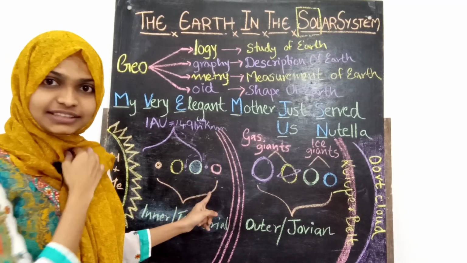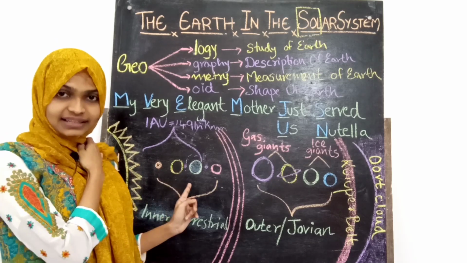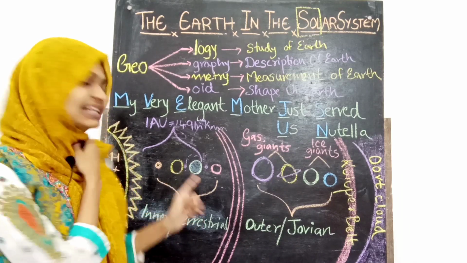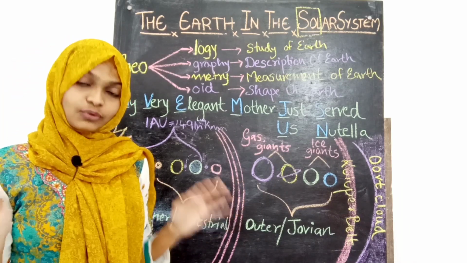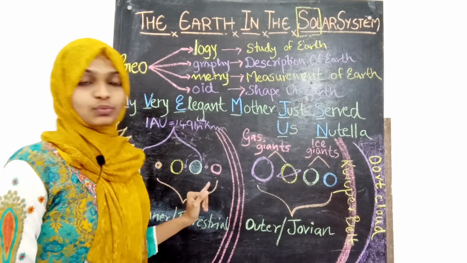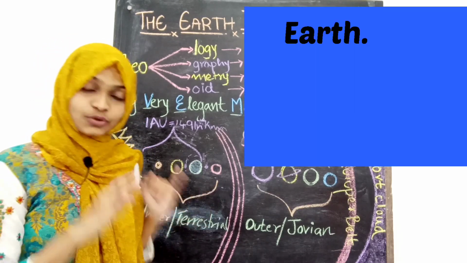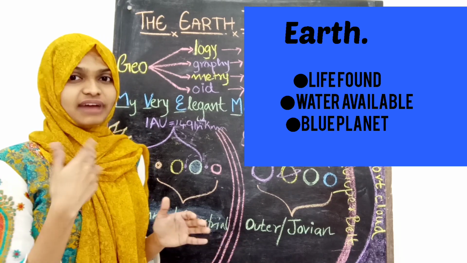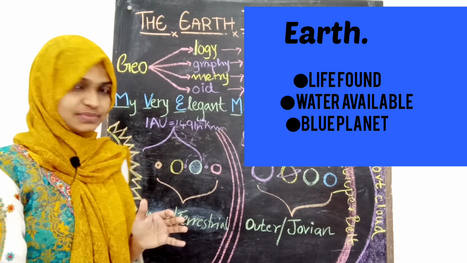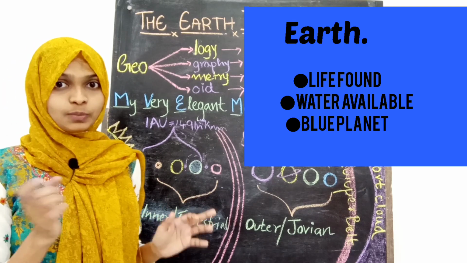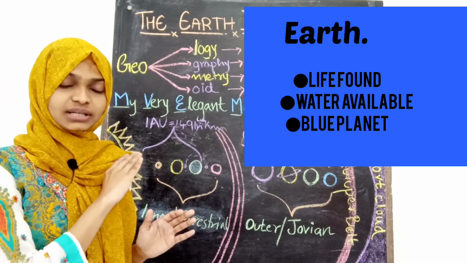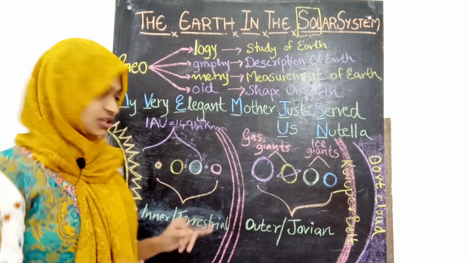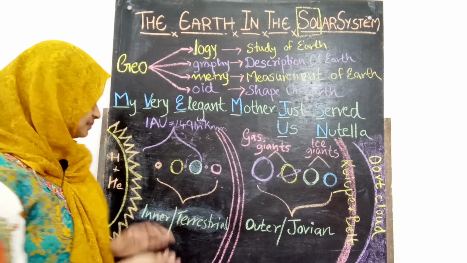Now, let us talk about Earth. So, Earth is the third planet nearest to the Sun, and it is the only planet with life on it. Why? Because it is the only planet with water content on it, and it is the only planet with large amount of oxygen, which is very important for the survival of humans and other organisms. Now, the Earth is known as the blue planet because most of the part of the Earth is covered with water. So, Earth is the blue planet.